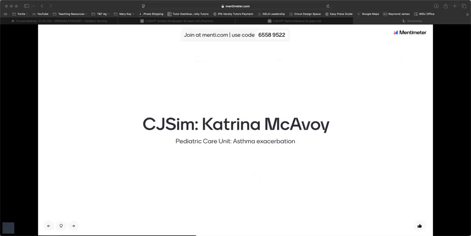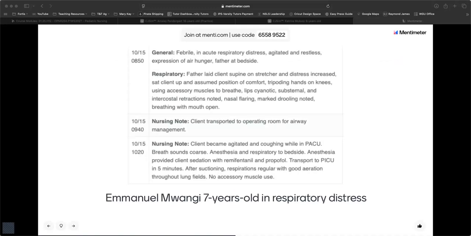Okay, we're gonna save our CJ Sims for the end. There's some good stuff there, but I want to make sure we get to our cardiac patients. Here we've got one more patient in respiratory distress.